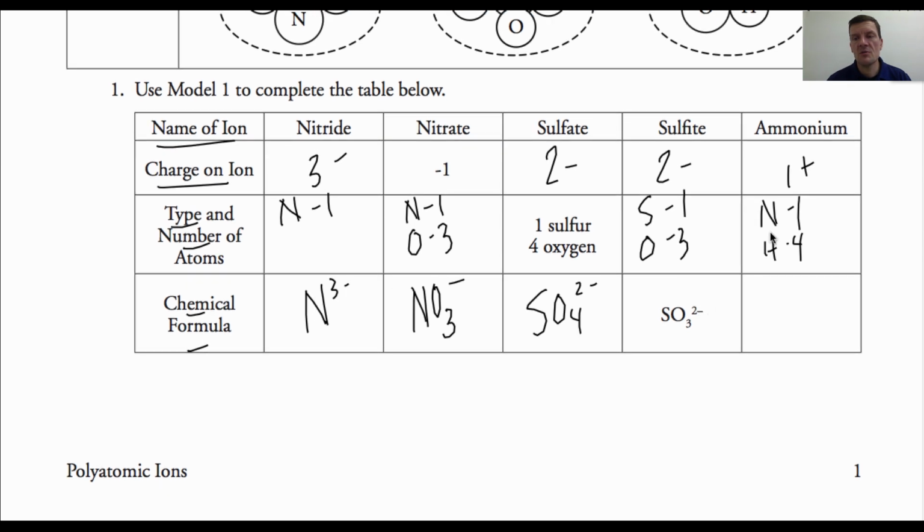So you can see what we're doing here. We're just taking the number of atoms and the types of atoms and combining that with the charge to make the chemical formula for these polyatomic ions. NH4, but don't stop there. It is an ion, so we're going to put a +1 charge on it.